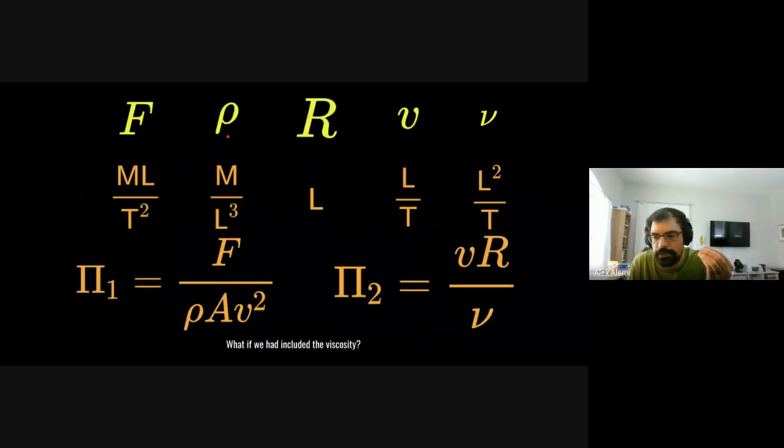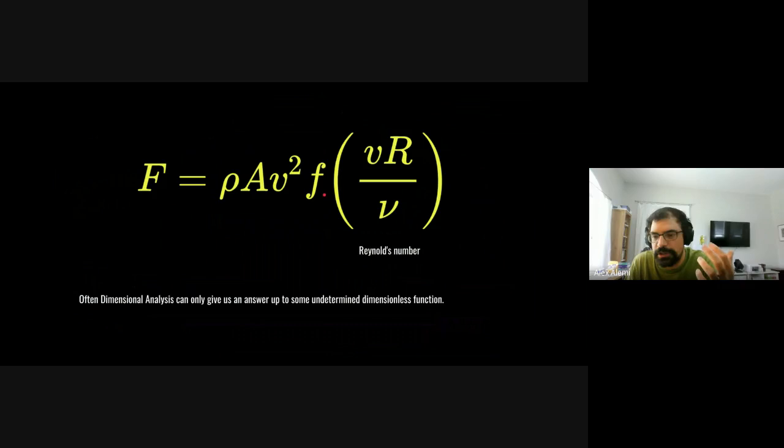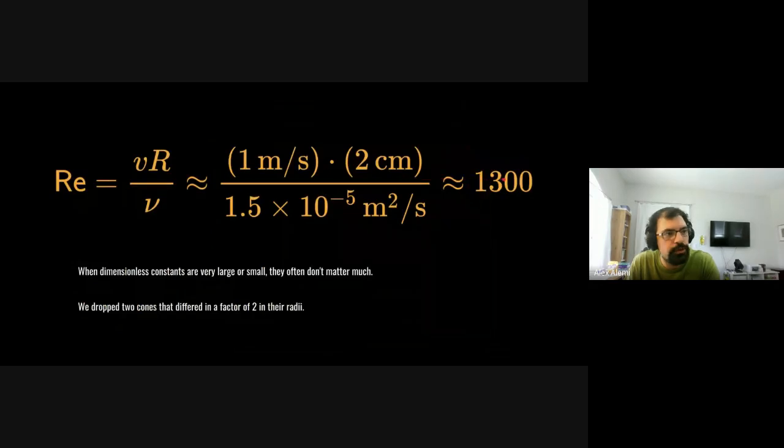Originally, we solved for drag force, but we ignored the viscosity. If we had included the viscosity, dimensional analysis tells us that there's an entire function we needed to worry about. If we actually stick numbers into that function, we discover that they're very large. Generally, when the dimensionless numbers that go into dimensionless functions in physics are either very large or very small, things are simple, a lot of times just a constant. We experimentally verified that we didn't need to worry about this dependence for dropping things like cones.